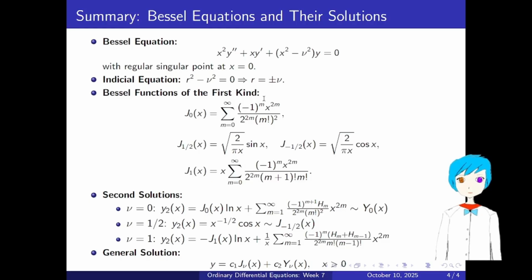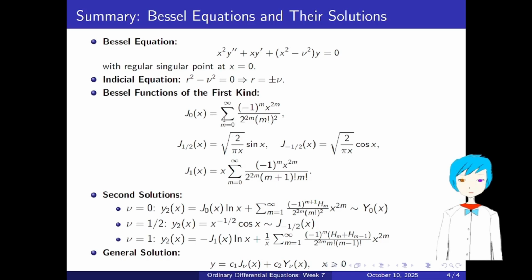As a special case, we have the Bessel's equation. The Bessel's equation is a very representative second order linear ODE which has a regular singular point at x equals 0. So the indicial equation is r squared minus nu squared, and the two roots are plus minus nu. We are interested in three cases: nu equals 0, nu equals 1/2, and nu equals 1. If nu equals 0, we know that the roots to the indicial equation are repeated.